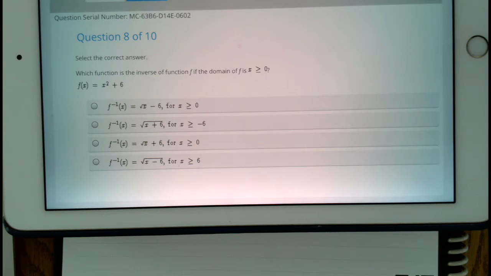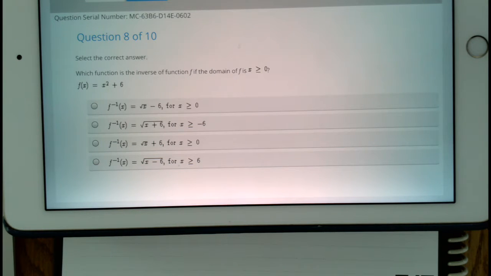Which function is the inverse of the function f if the domain of f is x is greater than or equal to 0? And our function is f of x equals x squared plus 6. By the way, the domain in here is important, but it won't stop you from getting the right answer, especially when it comes to a multiple choice answer.